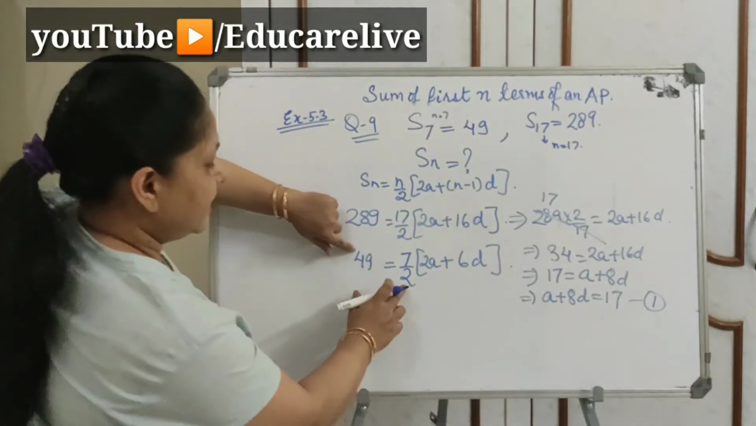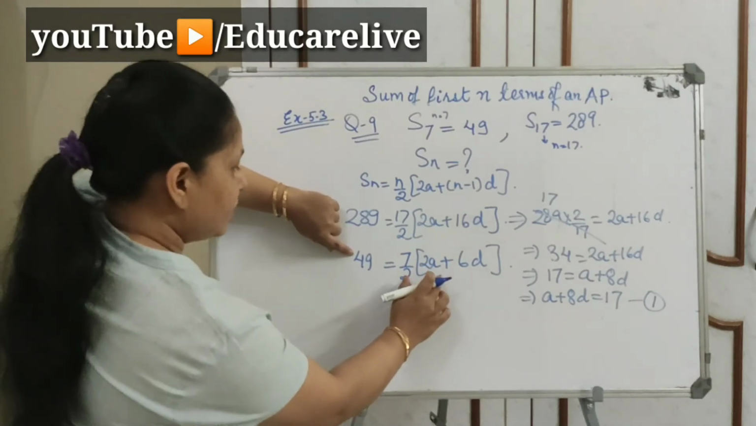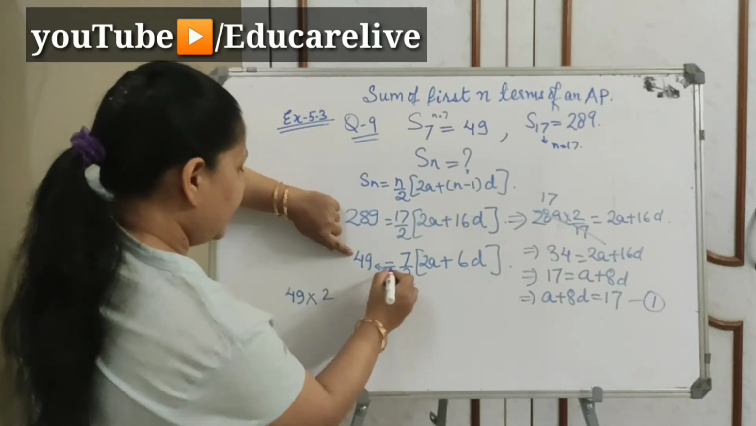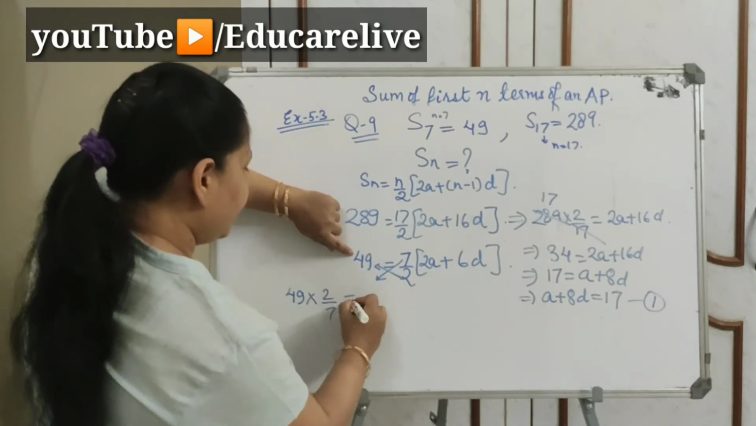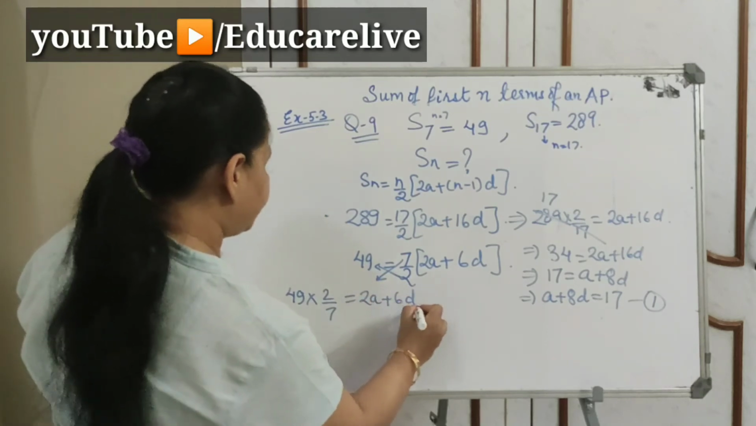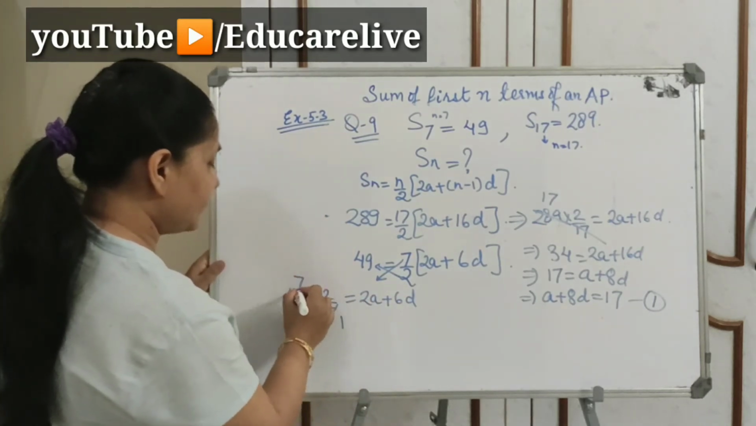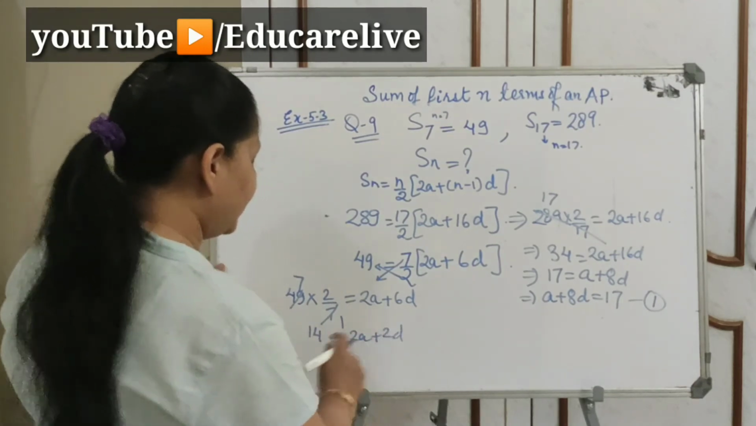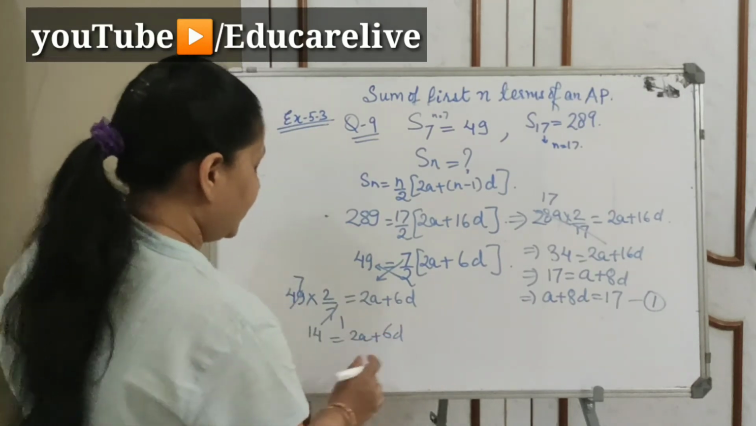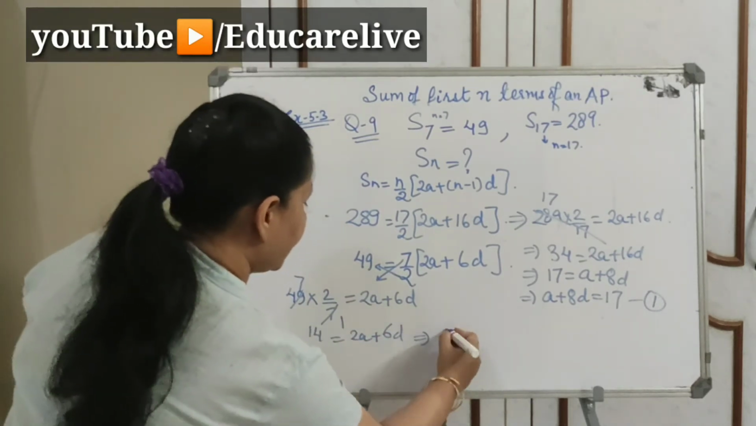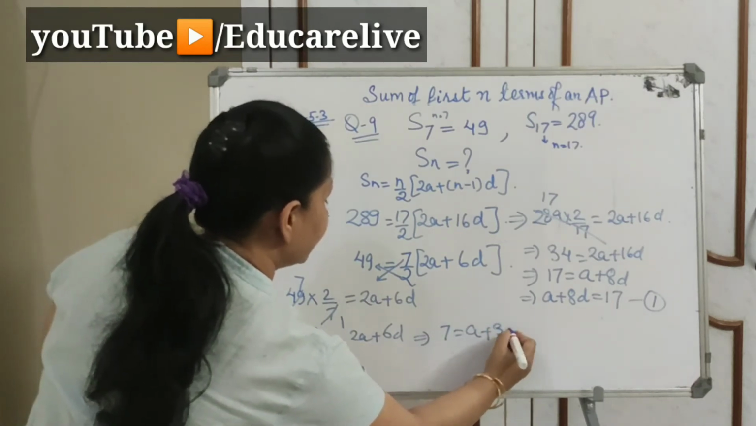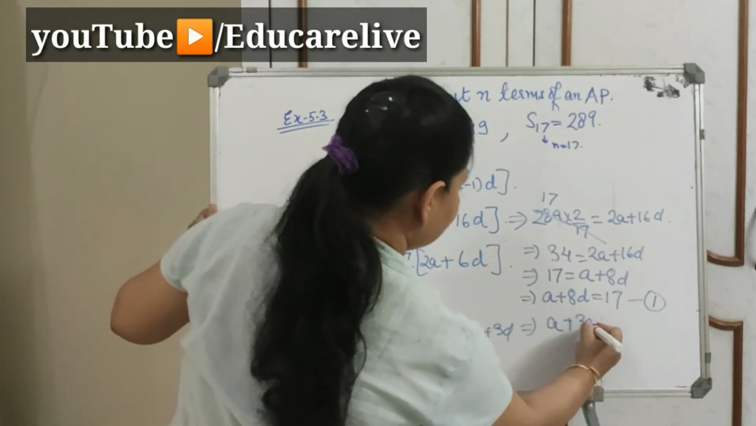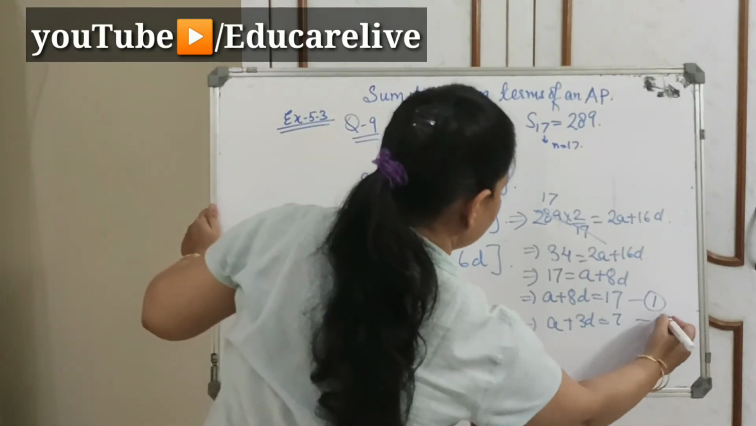Now coming on to the next equation. So now I am solving this equation. So 49, this gets multiplied and this gets divided. So 2 by 7, we have 2a plus 6d. Now 7 ones are 7, 7 sevens are 49. So 7 2s are 14, 2a plus 6d. Again I am going to divide the whole equation by 2. So I'll get 7 equals a plus 3d. If I write it below this, a plus 3d is equal to 7. This is equation number 2.